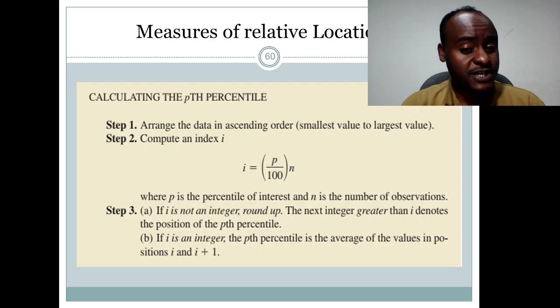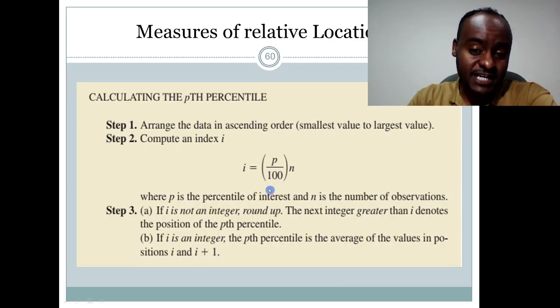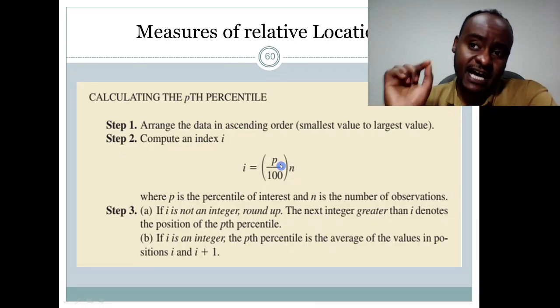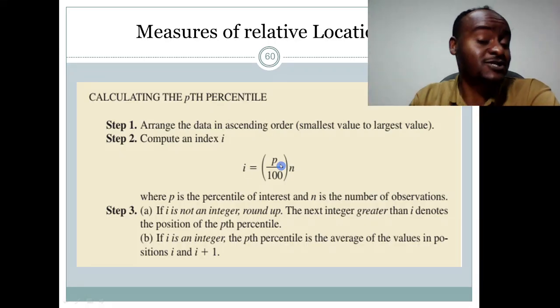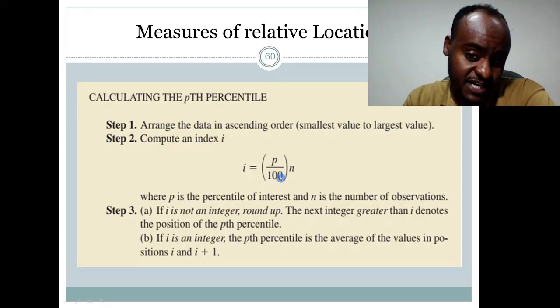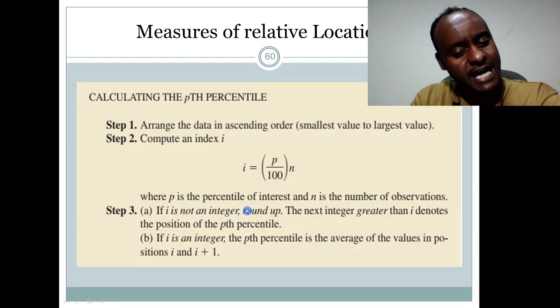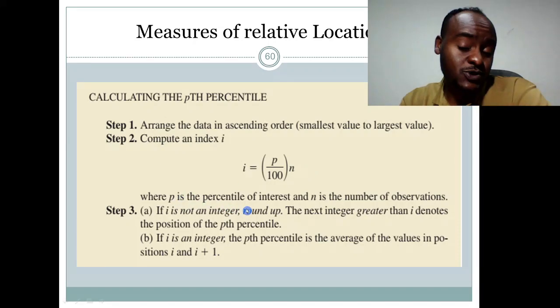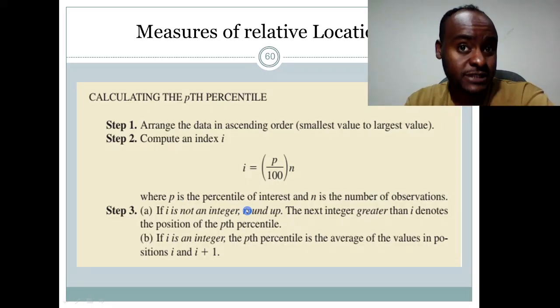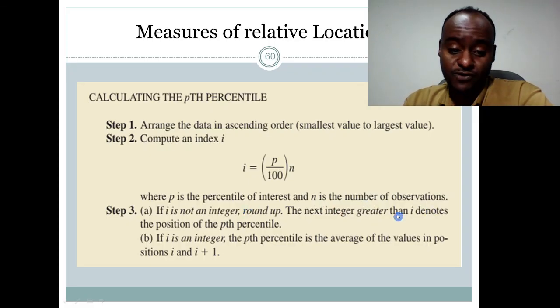Then compute the index i. The index is calculated as P over 100 times n, where n is the number of observations. For example, if I say calculate the 85th percentile, in this case P is 85: 85 over 100 times the number of observations you have. P is the percentile of interest. If I ask you to calculate the 40th percentile, P in this context is 40. n is the number of observations.